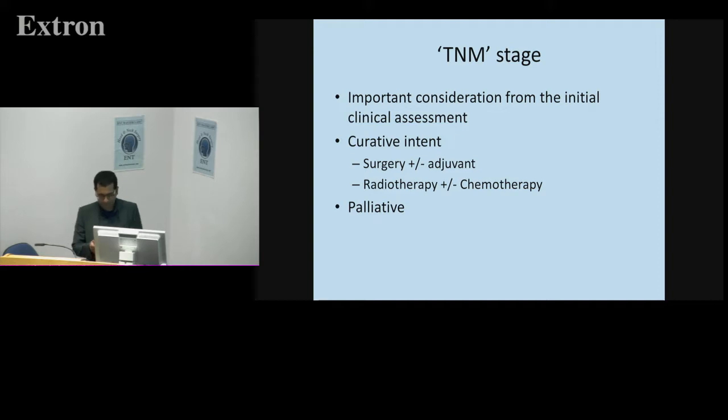I think one of the key things when you see people like this is to initially just think of TNM classification, particularly the T. You want to be able to see what the size of the tumor is, and obviously also, does it involve any of the nerves? So a good clinical examination, and then you're already thinking about how we're going to manage this. So is this going to be a curative management algorithm, or is it going to be more palliative?